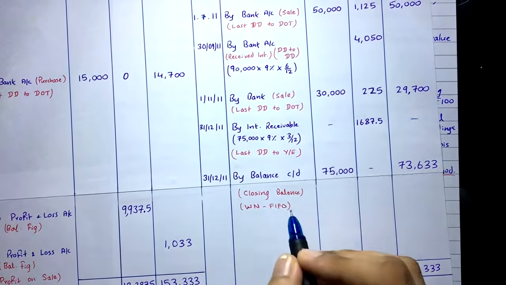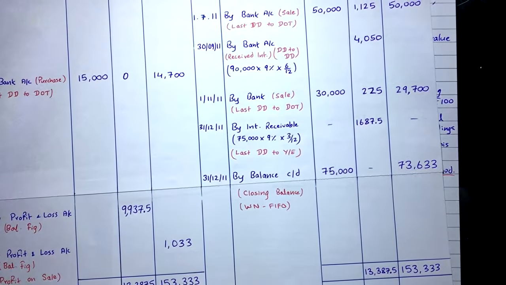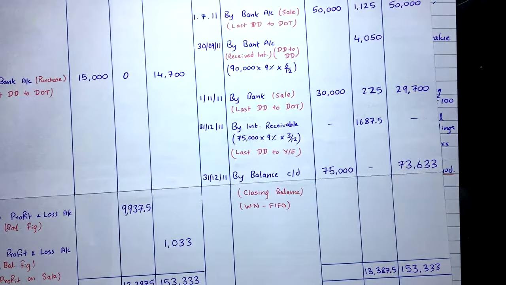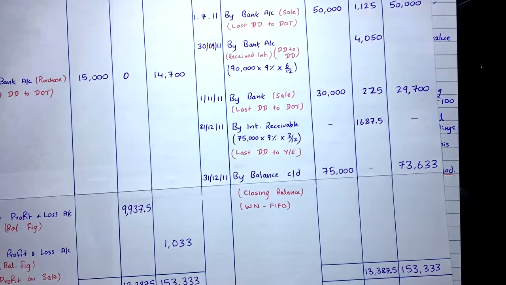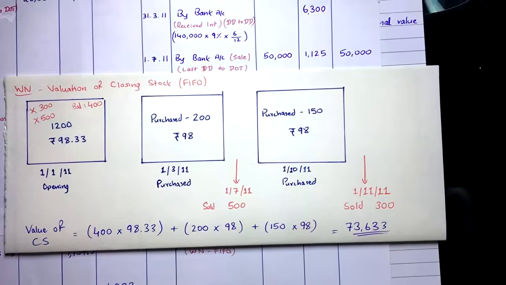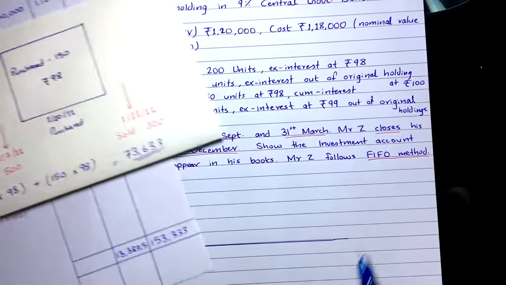Now this is the crucial part of this video, because in this video I wanted to explain you the FIFO method, first in first out method, and also WAC. If we have time, let's understand WAC also. Yeah, so let's go and understand how to value this closing stock. Now let's understand how to do the valuation of closing stock as per FIFO method, first in first out method, as asked in the question specifically, right?